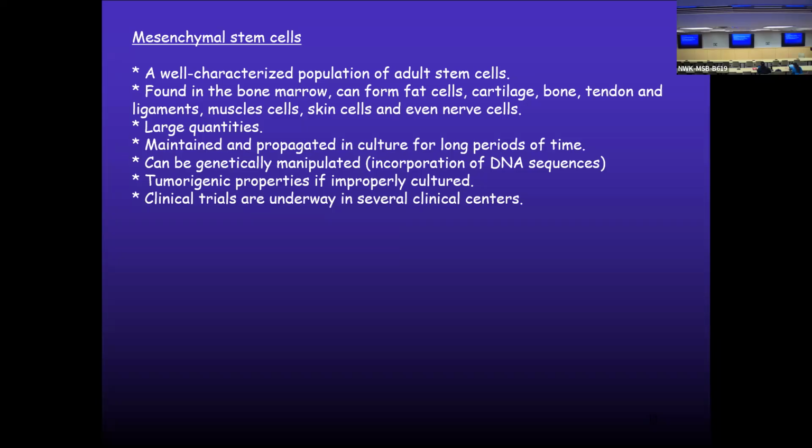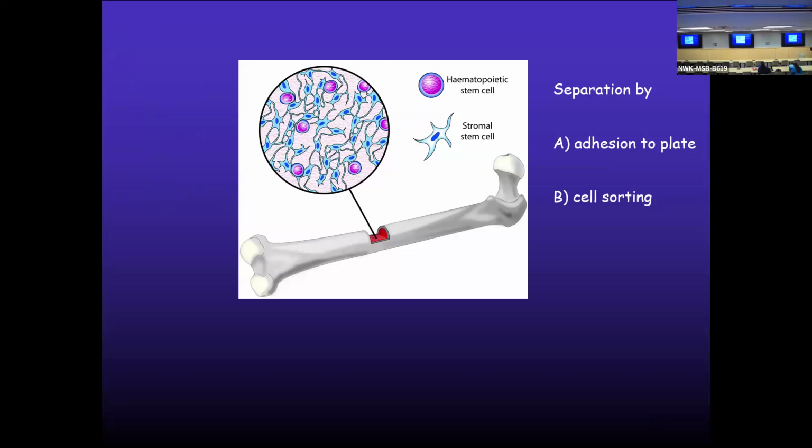They can be tumorigenic if, for example, you are culturing the mesenchymal stem cells and you have to change the medium, and you say, I can't do it today because I have to do something else, I'll come tomorrow and do it. You may ruin the experiment because of that. So they can develop tumorigenic properties if improperly cultured. And there are clinical trials underway in several clinical centers. So this is what you can do with mesenchymal stem cells.